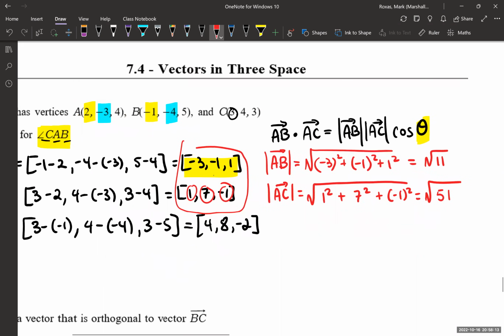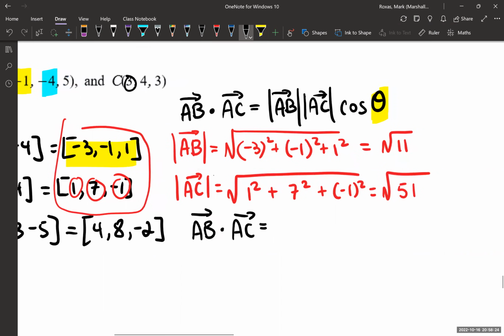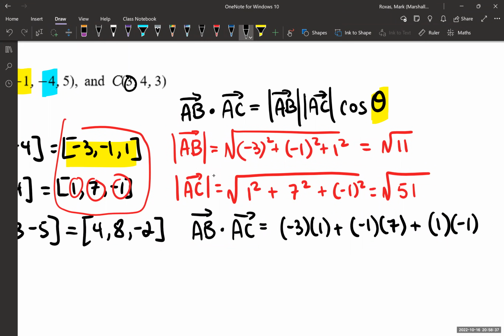Let's take the dot product formula and find the algebraic dot product. So AB dotted with AC equals, now we're going to find the products of each component and add them up. The x components are -3 and 1, plus the y components are -1 and 7, plus the z components 1 and -1. All of that together is -3 minus 7, which is -10, minus 1, which is -11.